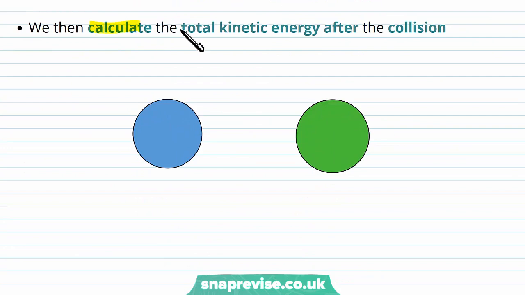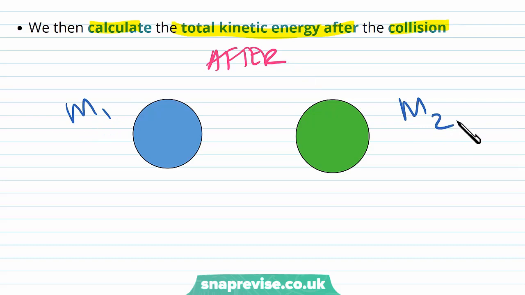We then calculate the total kinetic energy after the collision. So now we're looking at after the two balls have collided. Their mass hasn't changed, they've still got mass m1, m2. However, now their velocities may have changed. So we've got a final velocity v1 and a final velocity v2 for the two balls.